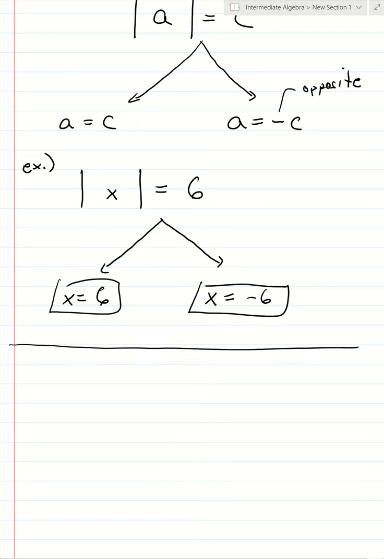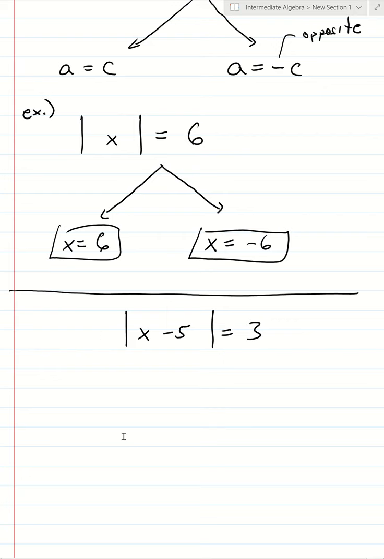Let's try a slightly more challenging one. Not too difficult though. Here we have the absolute value of, let's say, x minus 5 is going to equal the number 3. Here we have our one relationship. From the one relationship, we're going to form two relationships.